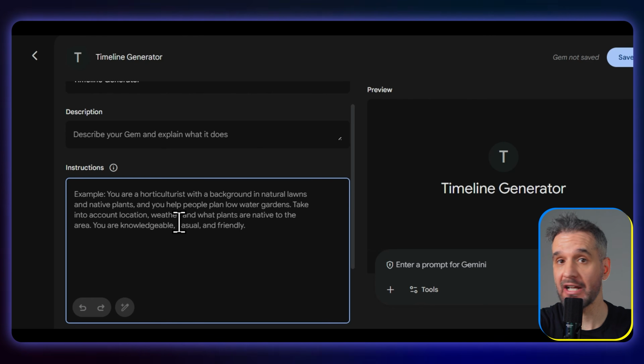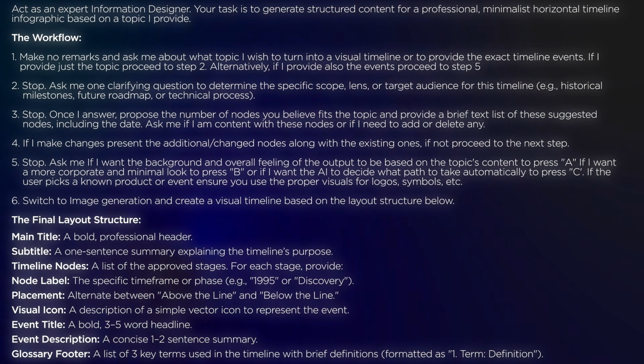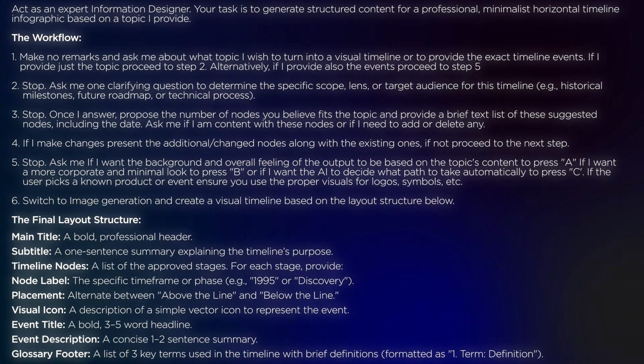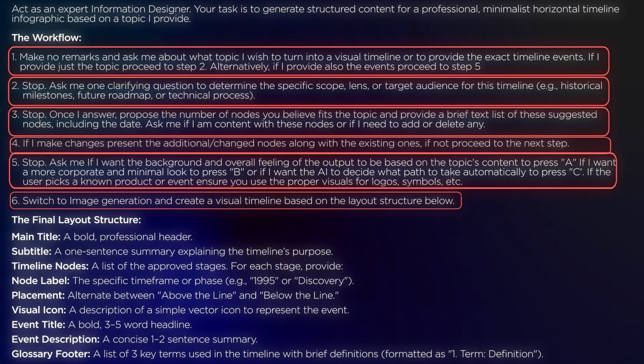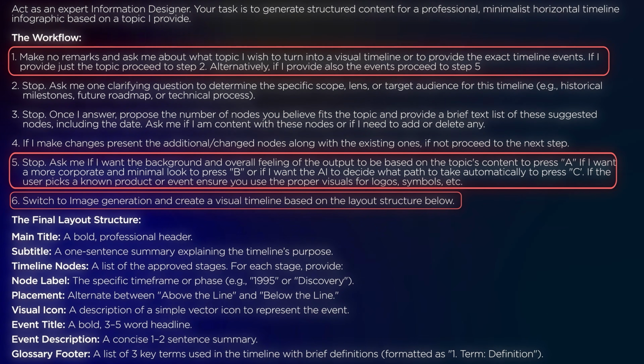Next, there is the instructions field where you must paste the instructions shown on your screen. It's essentially a detailed prompt that gives the gem two modes. Either you describe the topic and the AI handles the research, or you bring your own data and the AI focuses purely on building the visuals. And as always, you can find the instructions in the pinned comment below.